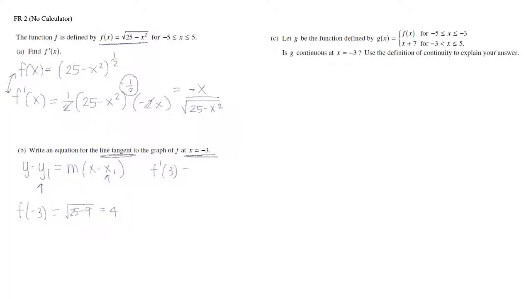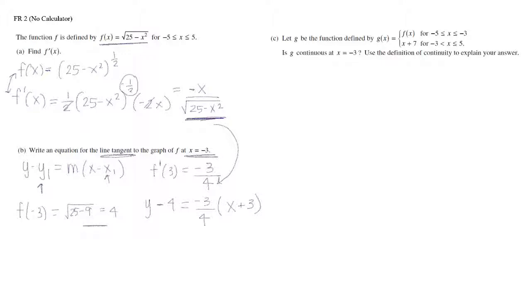Use the wheel. F prime at -3, well, we're going to plug in and get 3 over, and I've already plugged in -3 to that bottom. That's going to be 4, right? Because here I've already done that. Right there's that value, and plugging in, well, we did that right here. So we have all of our values. So we have y minus 4 equals -3/4 times x minus -3, or plus 3. So there is your equation of the tangent line. And don't box in anything, not necessary.